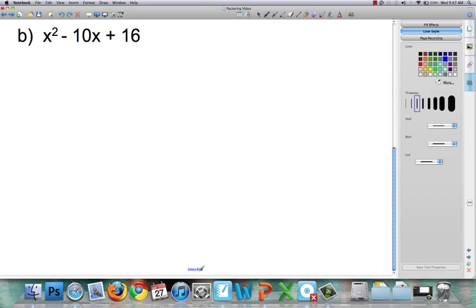In our next example, we want to see what multiplies to 16 but adds to negative 10. So if we're multiplying to a positive 16 but adding to a negative 10, that means that we need to have two negative signs. So I know it's going to be x minus something, x minus something. And if I think about it, I know that 8 times 2 is 16, so it's minus 8 minus 2.